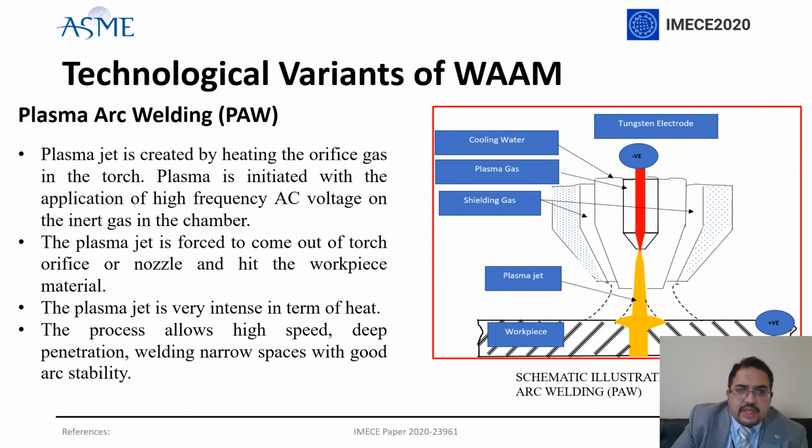If I talk about the last variant, that is plasma jet or plasma arc welding, in this case the plasma jet is created by heating the orifice gas in the torch, and the plasma is initiated with the application of high frequency AC voltage on the inert gas in the chamber. The plasma jet is forced to come out of the torch orifice or nozzle and hit the workpiece material. This is very intense in terms of heat, and this is how the welding is achieved. The process allows high speed, deep penetration, and welding narrow spaces with good arc stability.